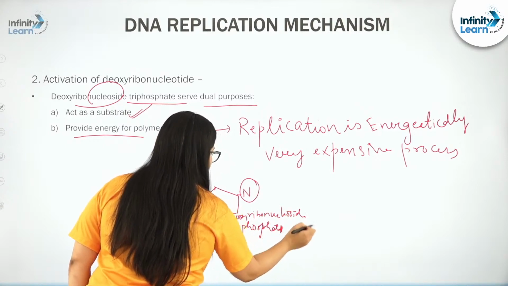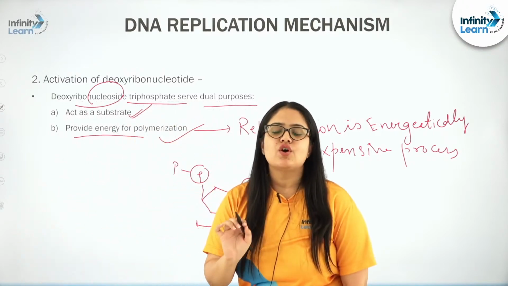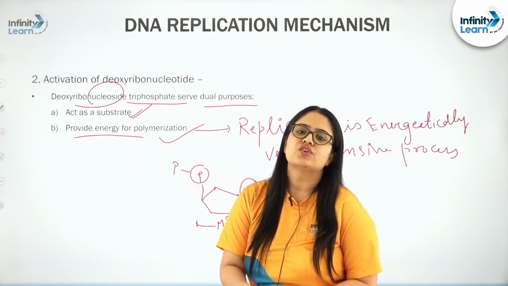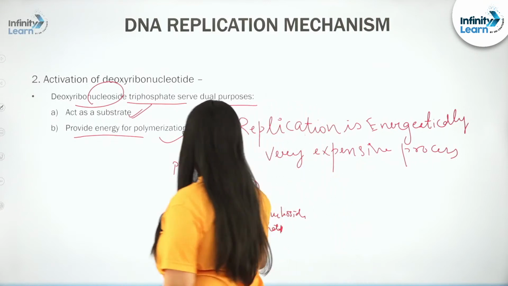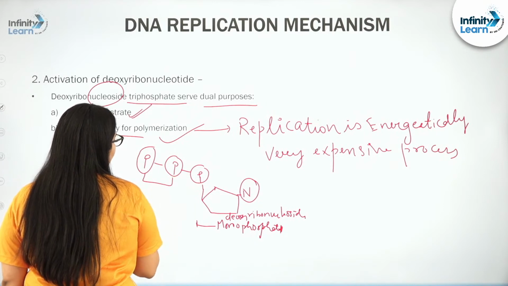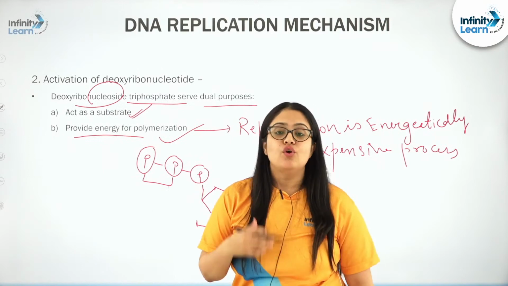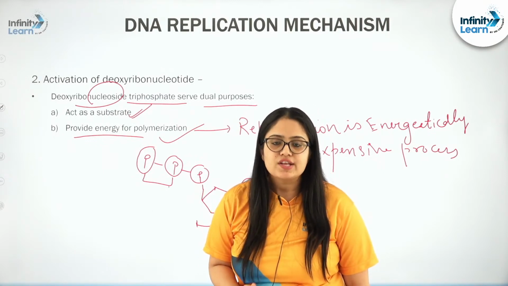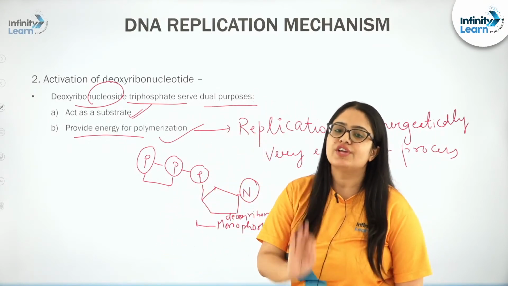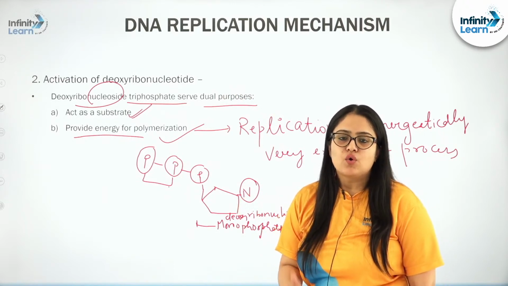Deoxyribonucleoside monophosphate. During the activation of deoxyribonucleotides, you were connecting or binding 2 more additional inorganic phosphates with this molecule, right? So see students, these additional 2 inorganic phosphates will have a lot of energy in their bonds, right? So during the replication process, during the polymerization of deoxyribonucleotides, what will happen?